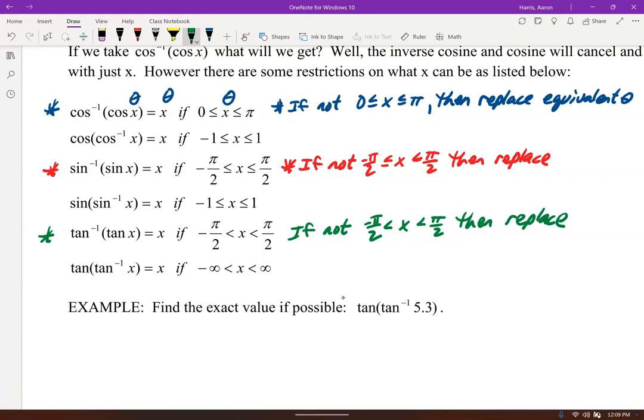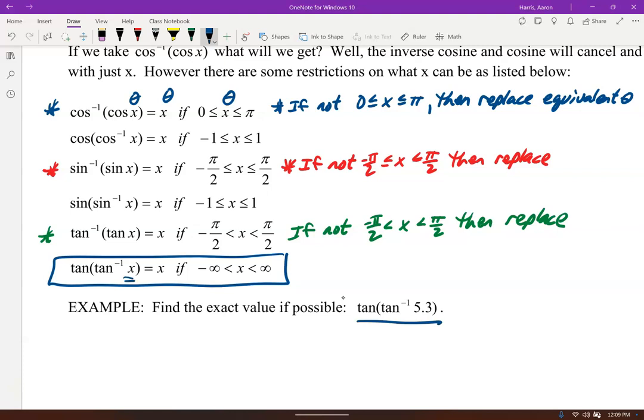So let's do this first one. Tangent of the arctangent of 5.3. So I'm looking right here. Tangent of the arctangent. And that says that'll just be 5.3, and I have no restrictions because I could be any real number. So tangent of the arctangent of 5.3 is just 5.3. There's no restrictions there, no problems.